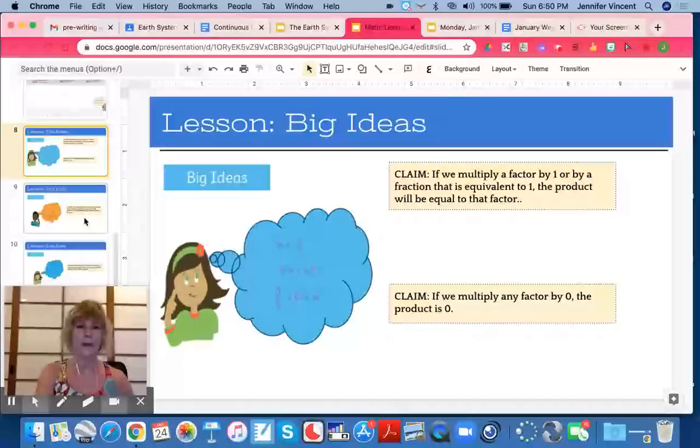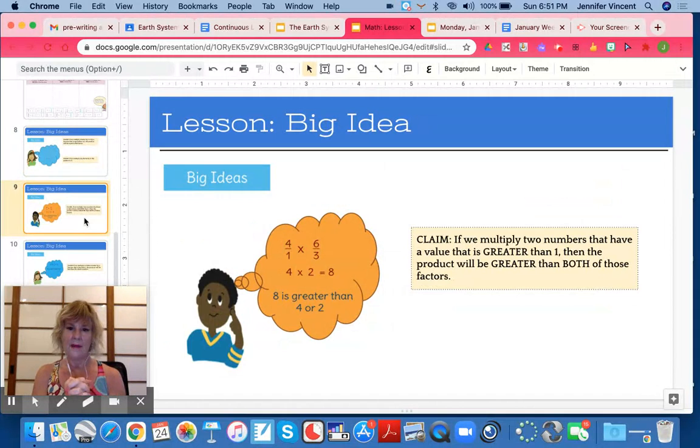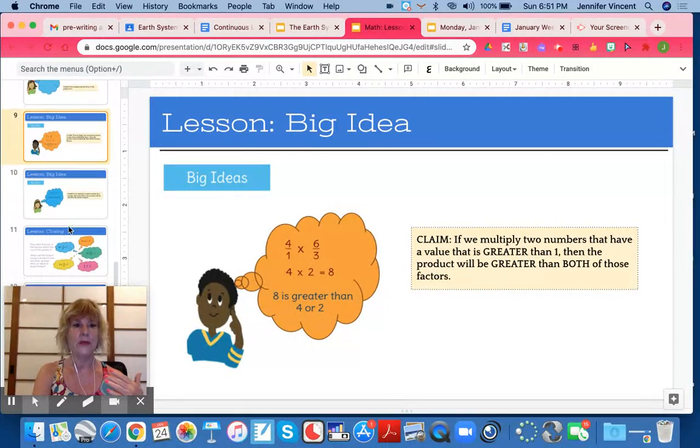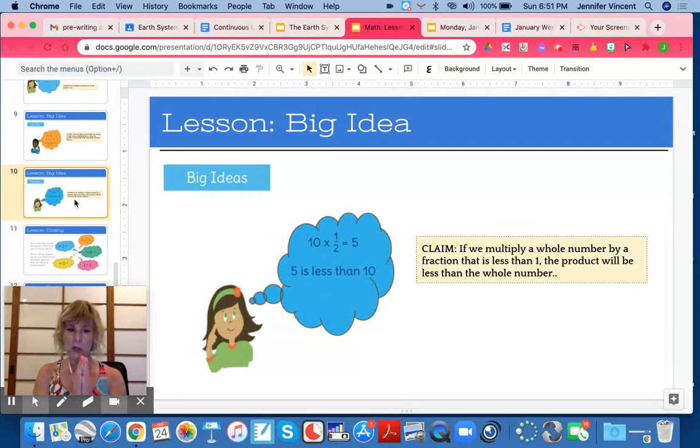Great thinking, Suki. All right, now here's Jedediah. He says if we multiply two numbers that have a value that is greater than 1, then the product will be greater than both of those factors. He says I have 4/1 times 6/3. That's 4 times 2. Both of those factors are greater than 1. 4 times 2 is 8. 8 is greater than 4. It's also greater than 2. Now Suki says if we multiply a whole number by a fraction that is less than 1, the product will be less than the whole number. So we have 10 times a half equals 5. Oh, 5 is less than 10.